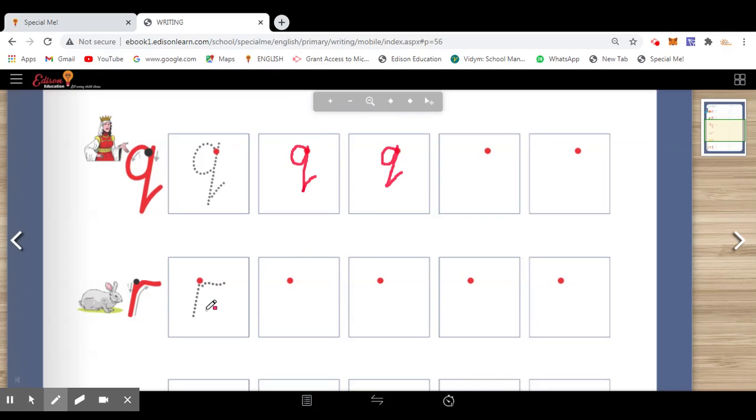Now look at the next letter. Which letter is this? This is letter R. And R is a phonic sound of letter R. Now look at here. Which animal is this? This is a rabbit. Rabbit. So first of all, you have to trace letter R. And then you have to make it by your own.